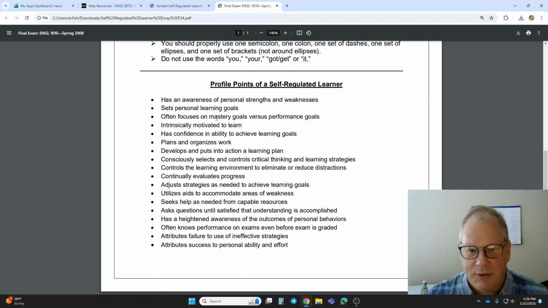But just going through, are you intrinsically motivated to learn, especially in courses that you may not be thrilled with? Believe it or not, not every student loves to write essays. So how do you get yourself motivated to learn, to get started on essays and keep up with the work in an English class? It's an interesting question. Are you good at planning and organizing work? Do you have a learning plan? Are you good at eliminating distractions and working in a good environment?